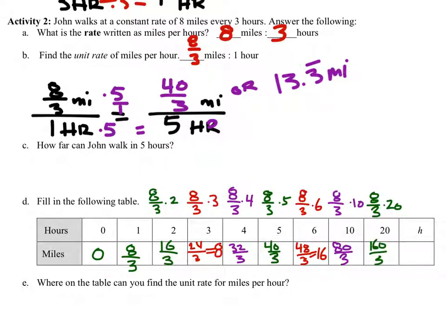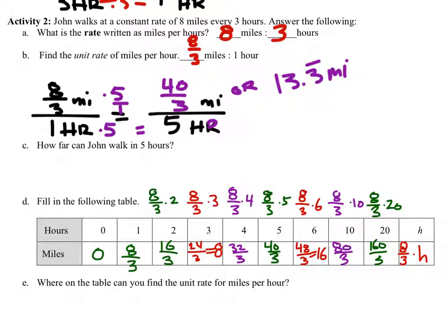Alright, this last part is where we kind of run into problems, because now we got H hours. So how are we figuring out how many miles he was going? Well, you can see right there from the work that we've shown, it's just 8/3 times what? H, which is the number of hours. So on this one, it's always going to be 8/3, which was our unit rate, times the number of hours. And that will tell us how many miles John has walked.